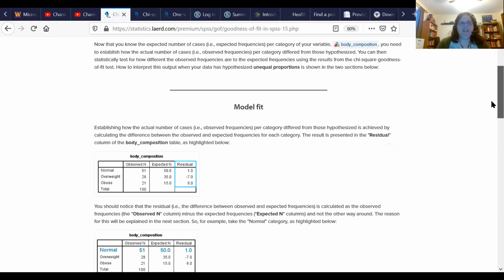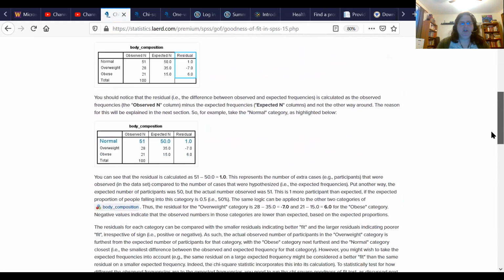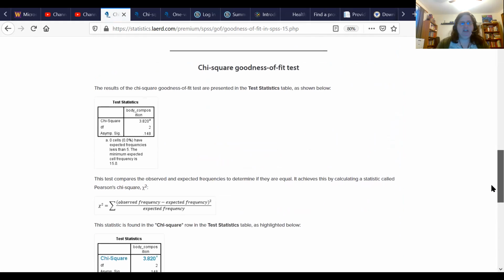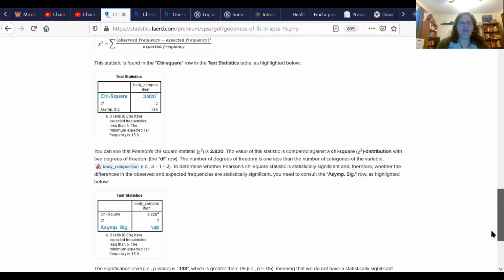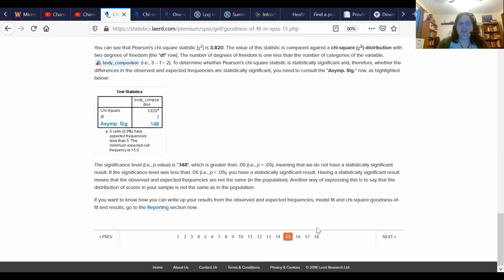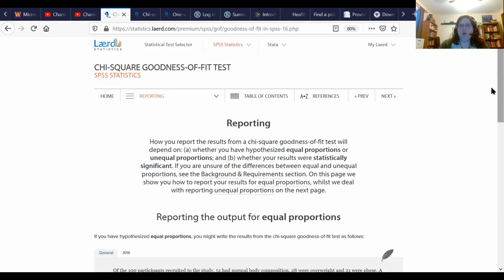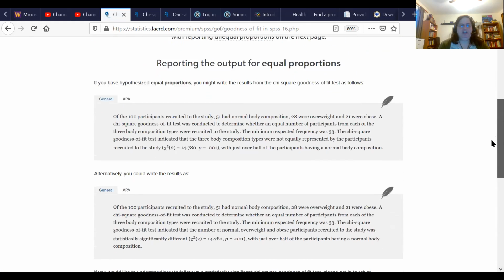All right. So now we're talking a little bit about model fit again, and we can just see where that residual comes from, right? Okay. So same basic idea here. And then we can finally get into reporting for equal proportions.